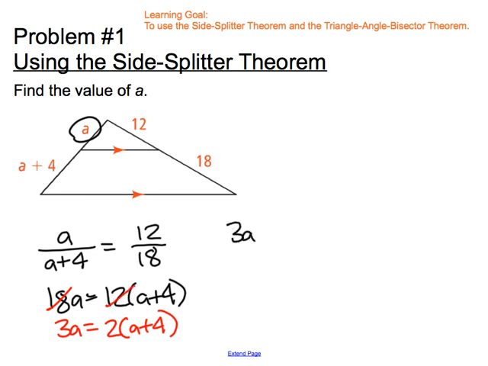So we take 3a, which equals 2 times a plus 2 times 4, which is 8. That's the distributive property. Subtract 2a from both sides, we get a equals 8.